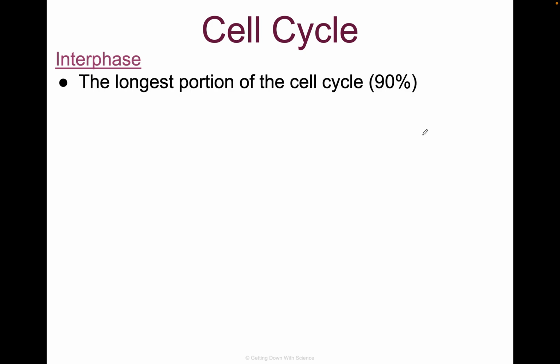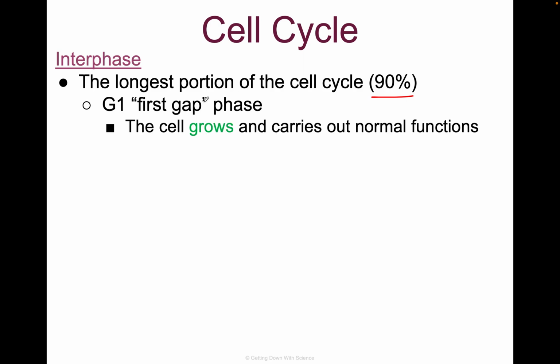Okay, let's talk about interphase. It's the longest portion of the cell cycle. The vast majority of cells are in interphase. If you look at them under a microscope, about 90% of them are just kind of hanging out, waiting to divide. G1, we call that the first gap phase. In that phase, the cell grows and carries out normal functions. Remember, if we have one of something and we're going to make two, we've got to double all the stuff inside.